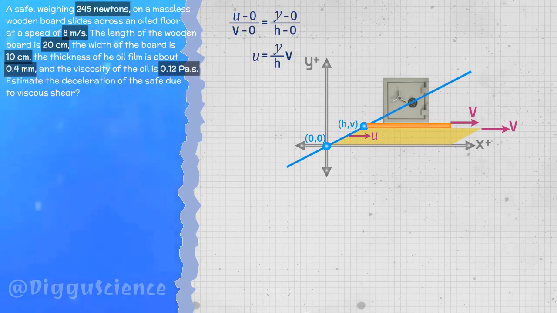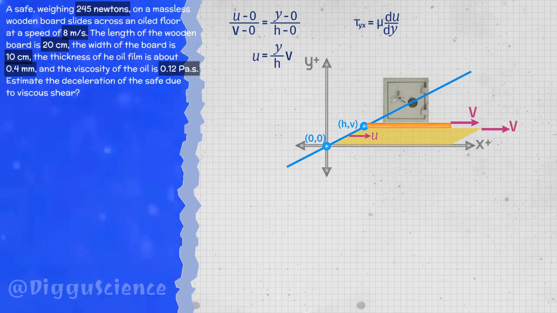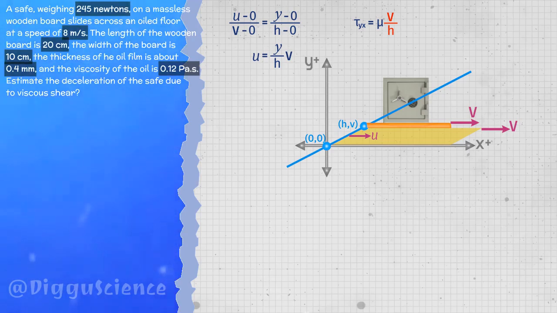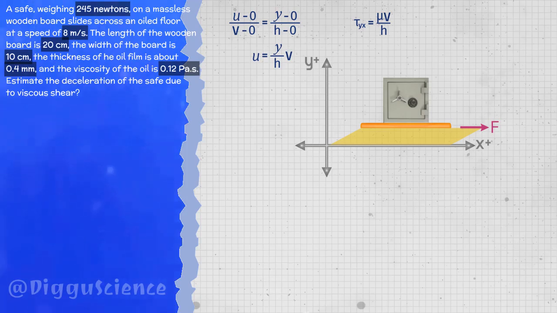Now we will apply the concept of viscosity. Tau yx is equal to mu du dy. Just plug in the velocity profile u there. This is an easy calculation. The magnitude of the shear stress is mu v over h. If you still remember, stress is the force acting on an area. For tau yx, the force F acts on the fluid to the right.